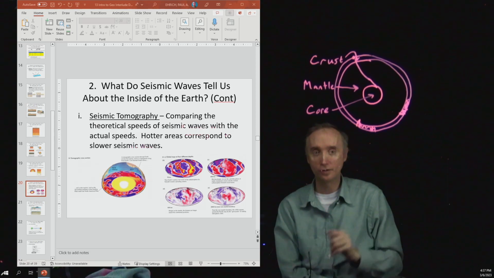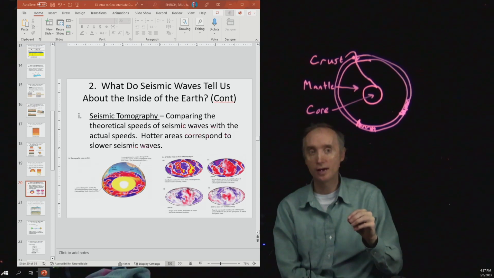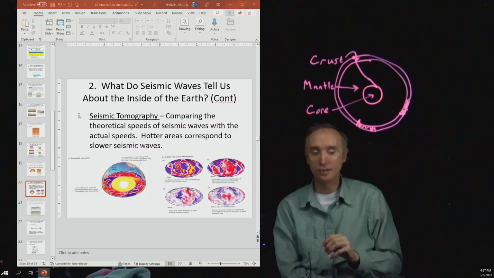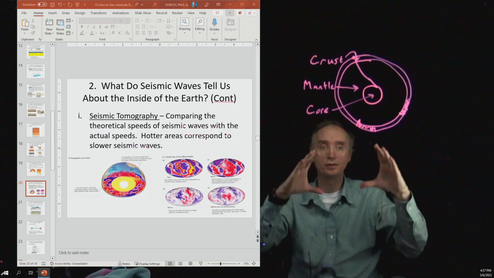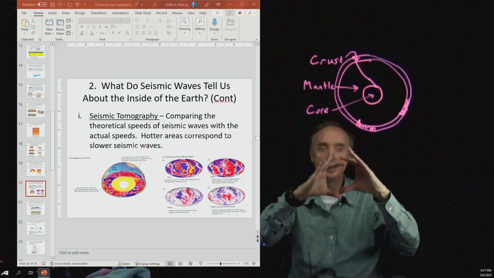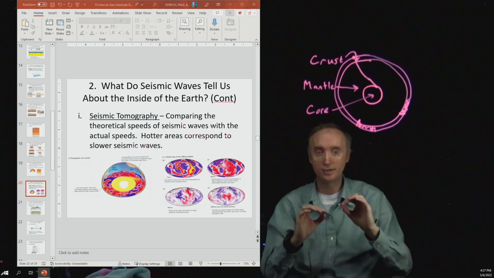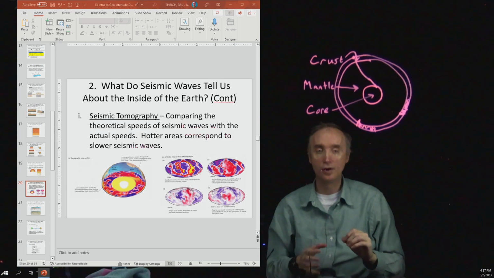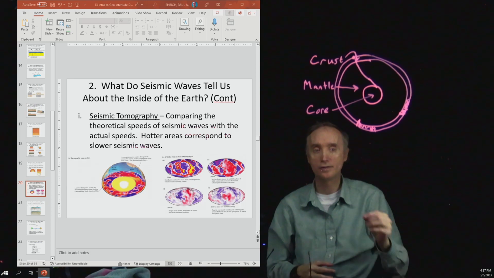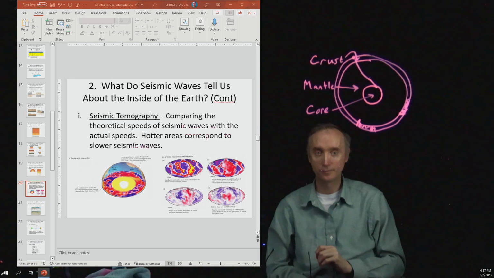Well, we can go even further, because we should be able to theoretically predict the speed of a P wave or an S wave as it travels through the Earth, because we assume that as you get deeper and deeper, the Earth is going to uniformly get denser and denser. So we can calculate what should be the speeds at different depths inside the Earth.